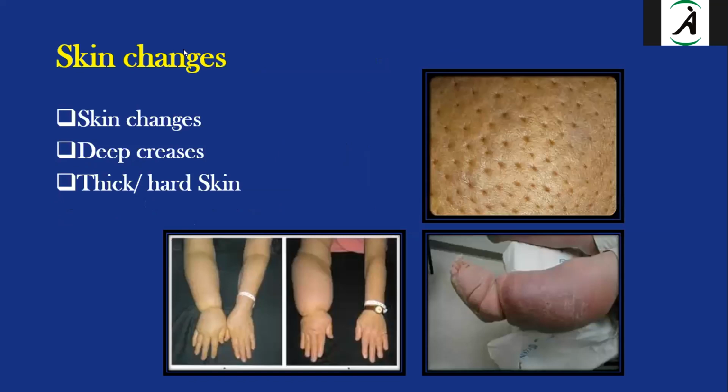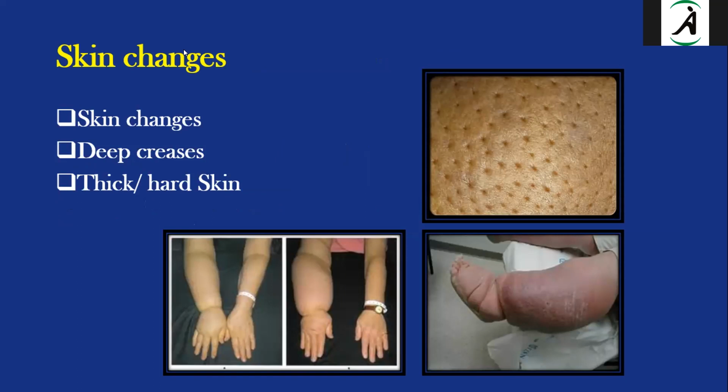So coming to the skin changes. There are three changes, as I mentioned earlier, there are three stages. The first stage is the pitting edema stage. It looks like an orange skin peel. Okay, so that is stage 1.